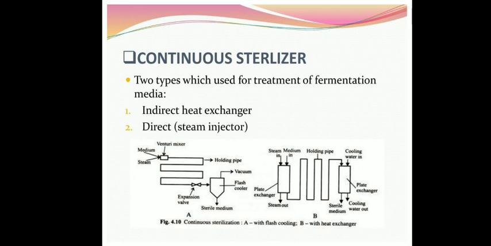Through one channel or through one tube, the heat or the steam is transferred, and to its subsequent tube the medium is passed, in which the media does not come in direct contact with steam, so it is called an indirect heat exchanger. And the second type of continuous sterilizer is the direct heat exchanger.